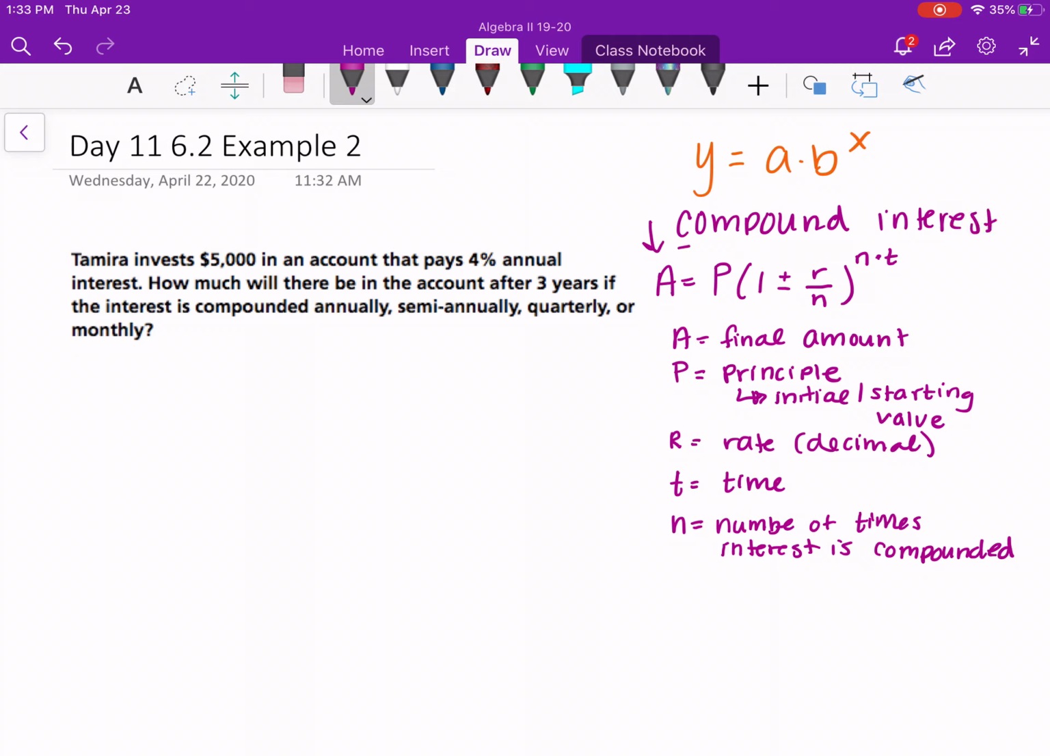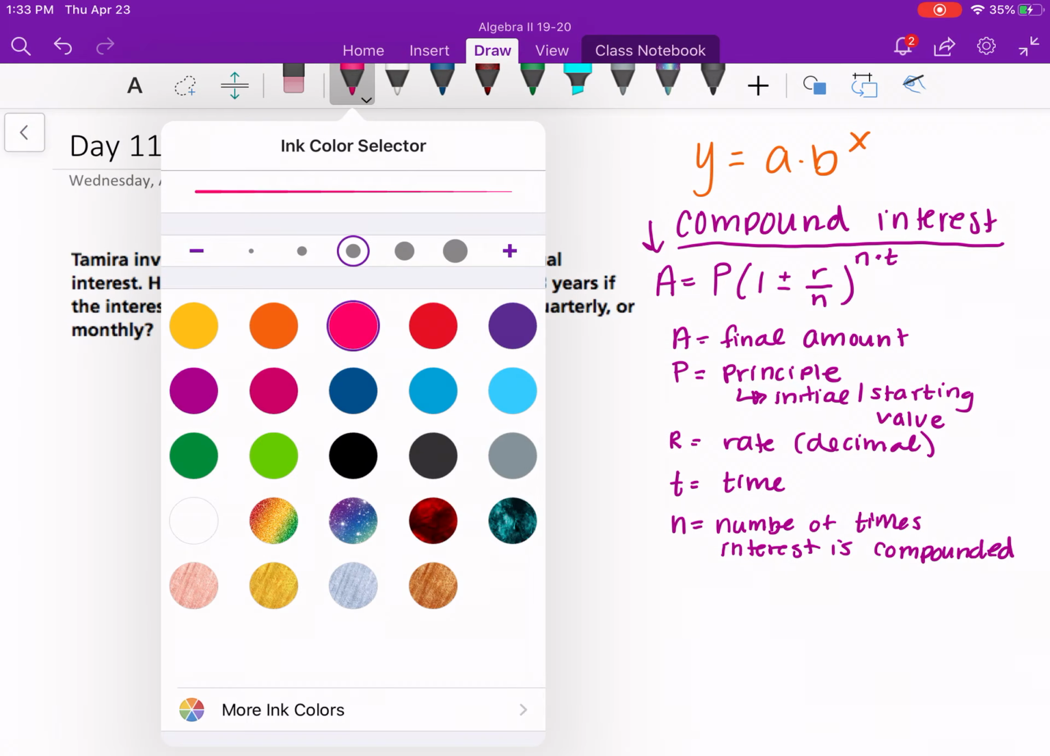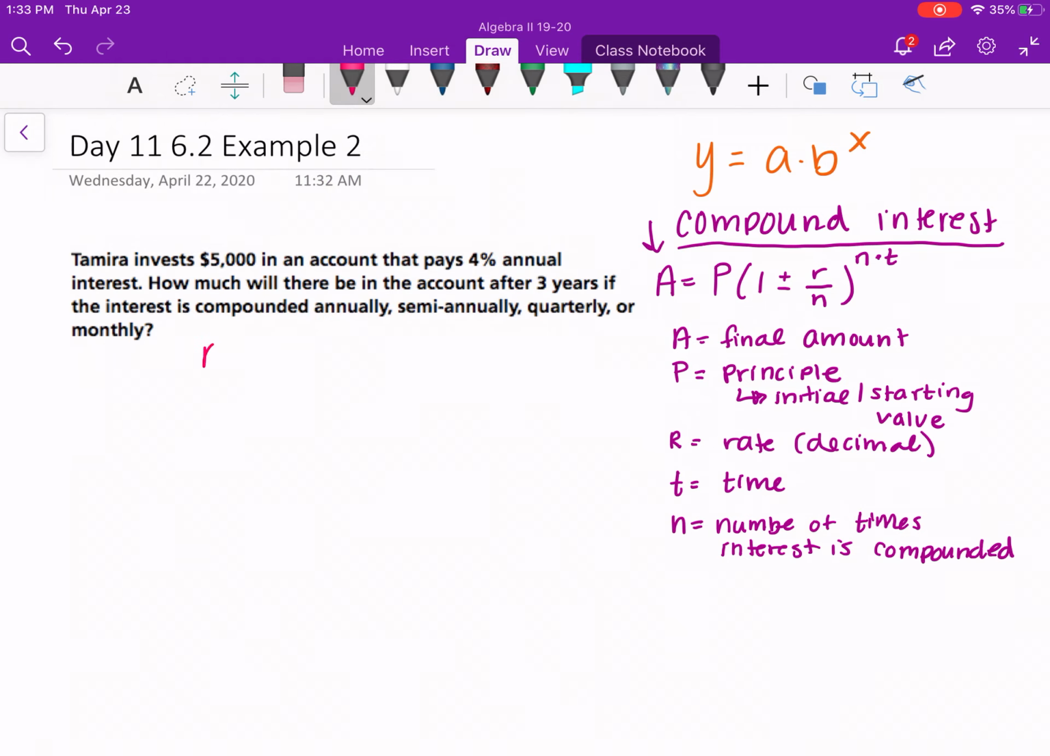The good news is you guys know what to do with like 90% of this equation. If we look at our question, it says Tamara invests $5,000 in an account that pays 4% annual interest. How much money will there be in the account after 3 years if the interest is compounded annually or semi-annually or quarterly or monthly? Which means we're going to do 4 individual equations to figure out what that value would be. So we're going to set up the equation like we normally would. We don't know what that final amount is, so we're going to call it A.